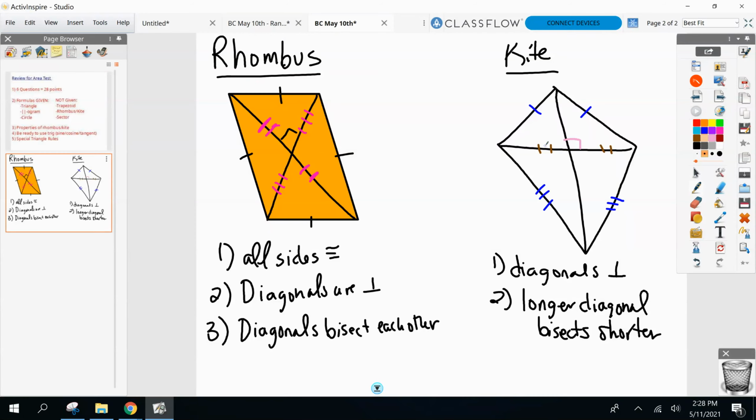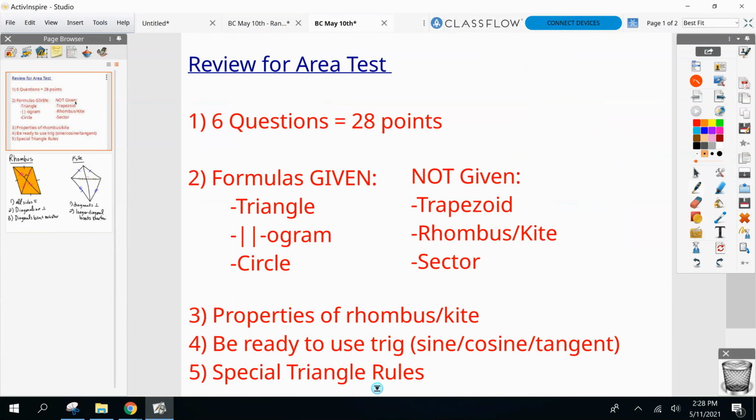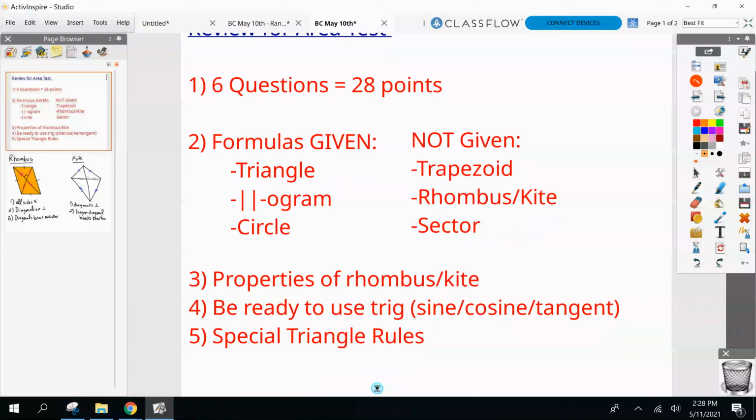All right, so there's rhombus kite. Thank you. Yep, no problem. Other topics, problems we want to touch upon.